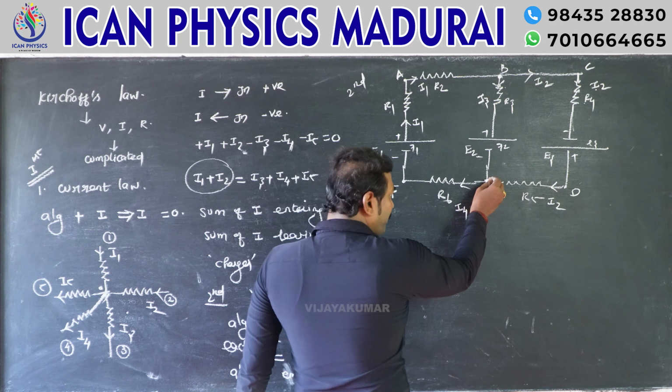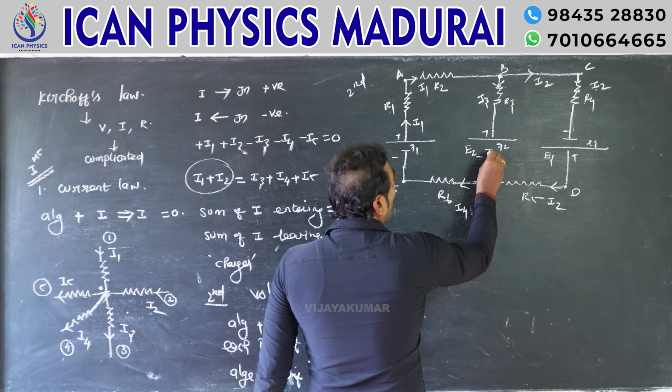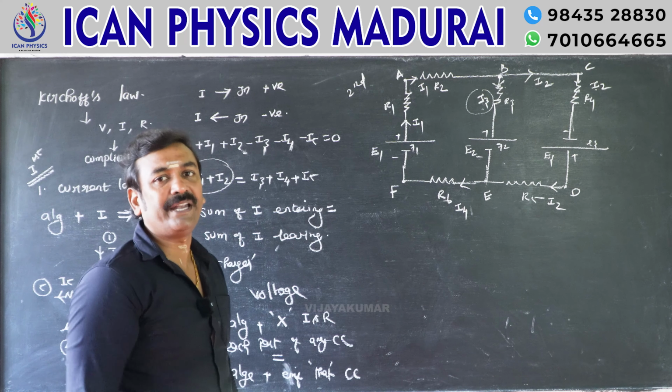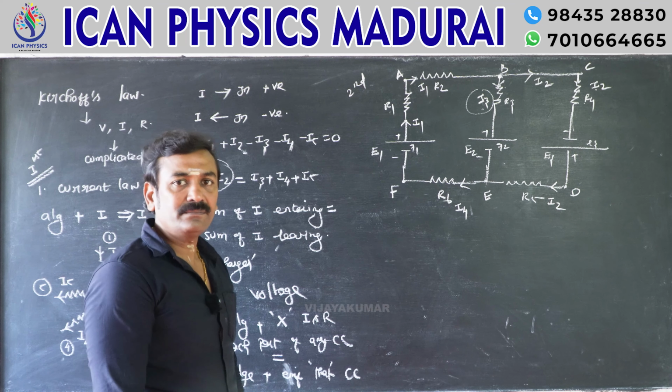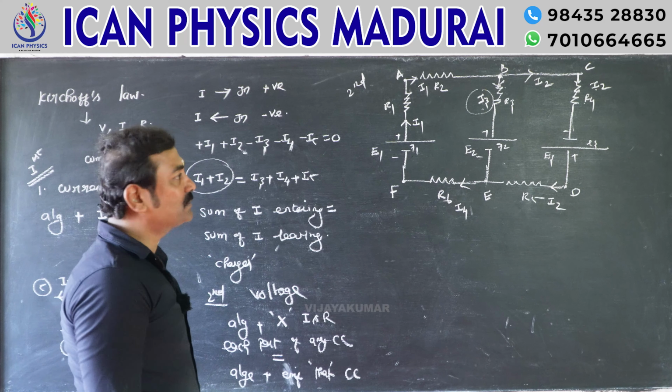Now a name has been given for the current going this way. For the current going this way, we need to give a name too, but we have already named it I3, so there is no need to give a new name. Do you get it now? Do you have any doubts? No doubts. So now we can go for the closed circuit.